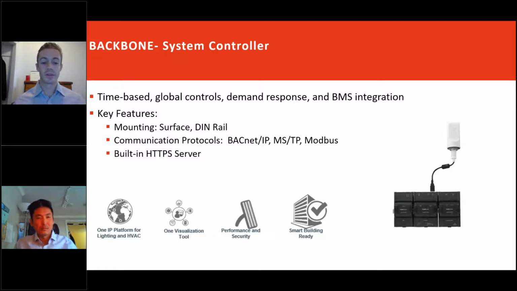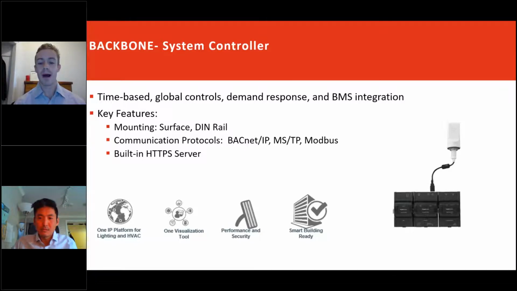This controller is going to collect all the downstream data from devices, and because of its IP connection, it's going to make all this data remotely available through the software that we'll talk about next. So with our system controller, we're able to set time-based scheduling events, and we can also run an automated demand response so that we're able to cooperate with local utilities.